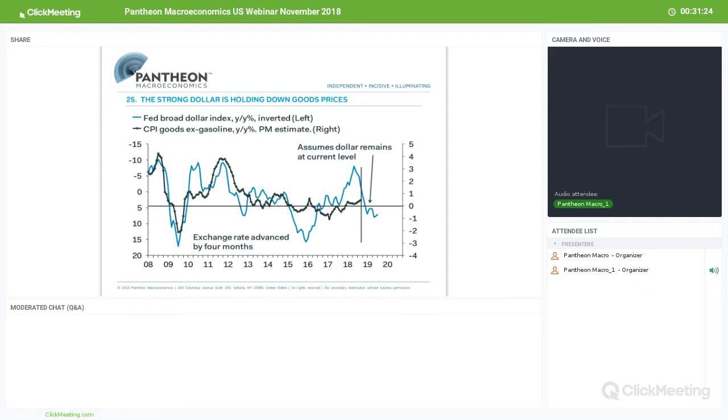But the goods components are things that people notice. They're probably going to go down. I don't see much risk there.